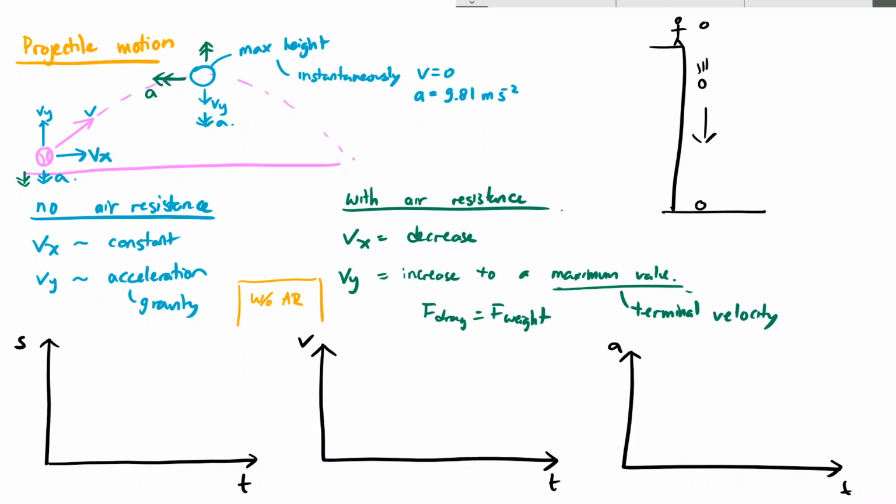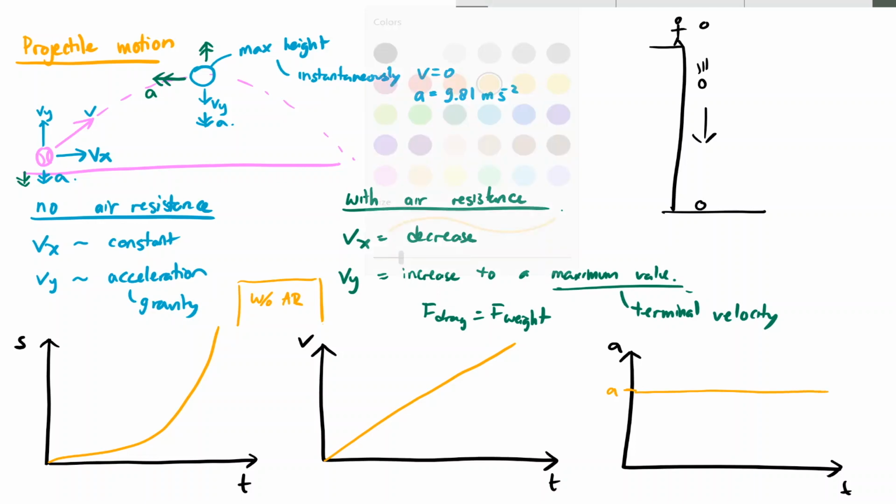this displacement and time would look like this. The velocity would just keep on increasing like that, and the acceleration is constant because it's the acceleration due to gravity. But if we have air resistance, we have to consider this terminal velocity thing.